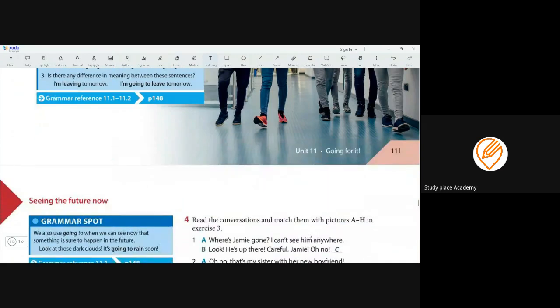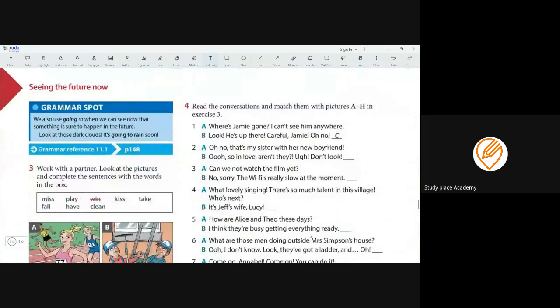And now moving to seeing the future. We are going to read the grammar spot. We also use going to when we can see now that something is sure to happen in the future. Look at those dark clouds. It's going to rain soon.